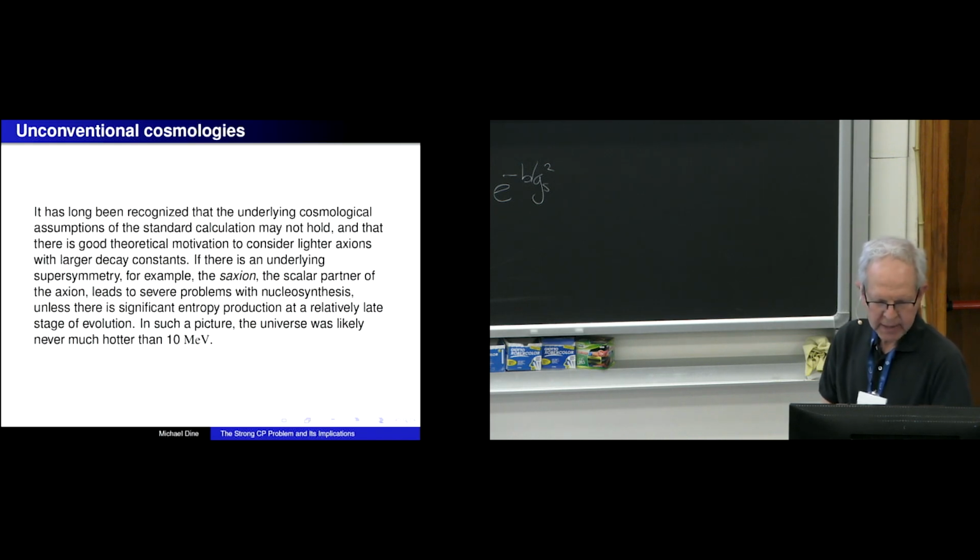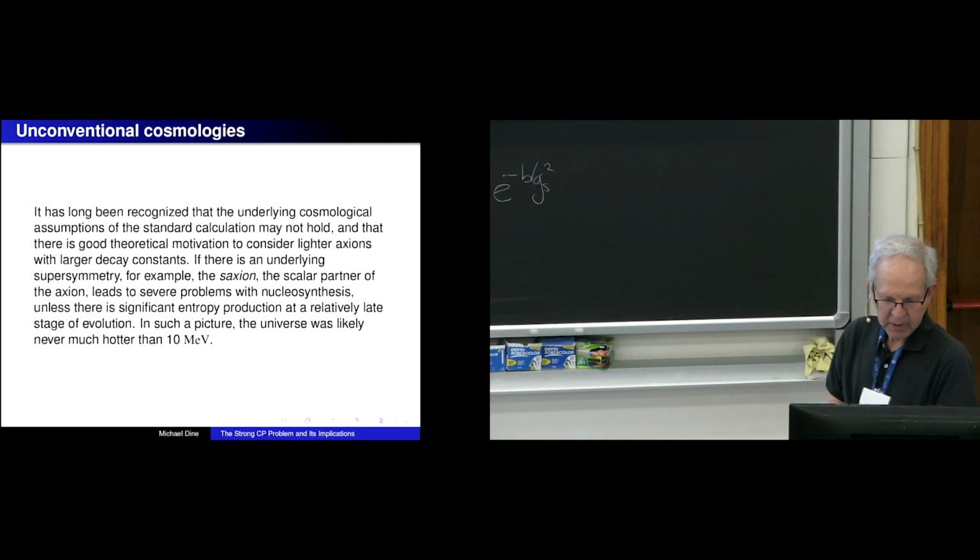It has long been recognized that the underlying cosmological assumptions of the standard calculation of the dark matter density don't have to hold. And from what I said about string theory and axions, there's good theoretical motivation to consider lighter axions with larger decay constants. So, for example, if there is an underlying supersymmetry at some high scale, it doesn't have to be a TeV scale, then there is a particle, the scalar partner of the axion, which leads to even more severe problems with cosmology than the axion. Solving those requires something new.